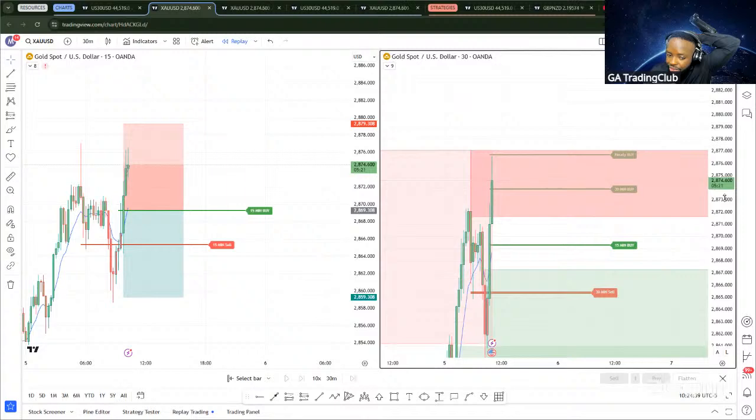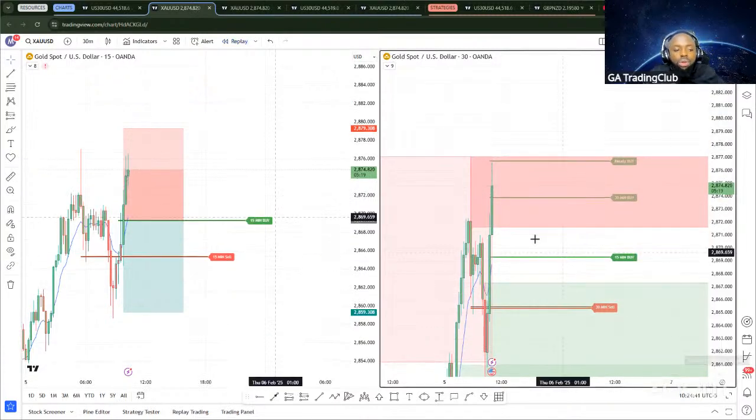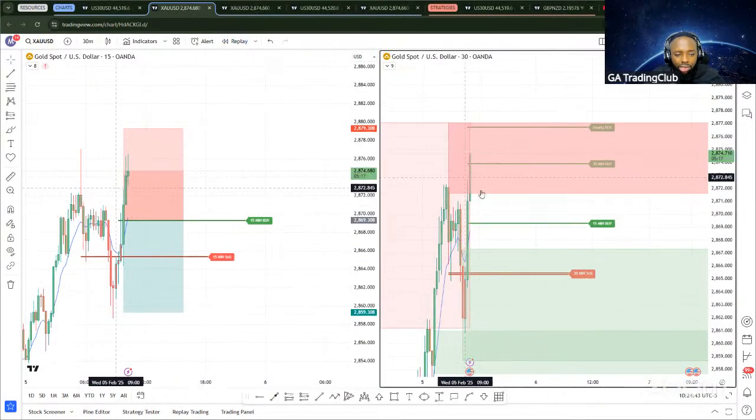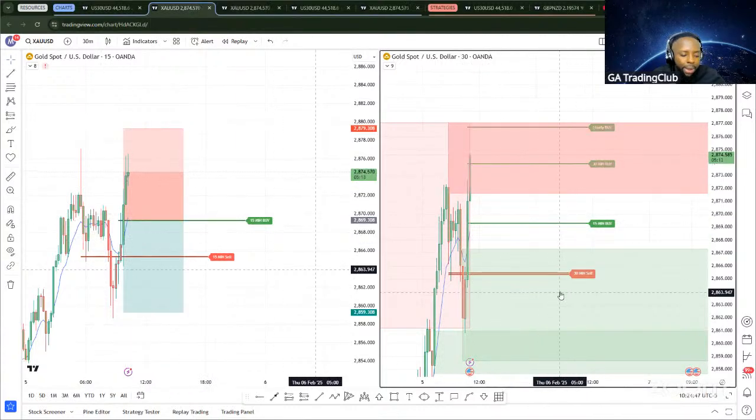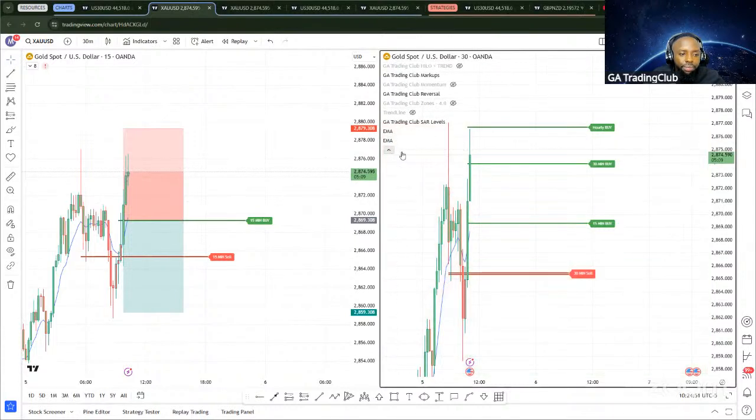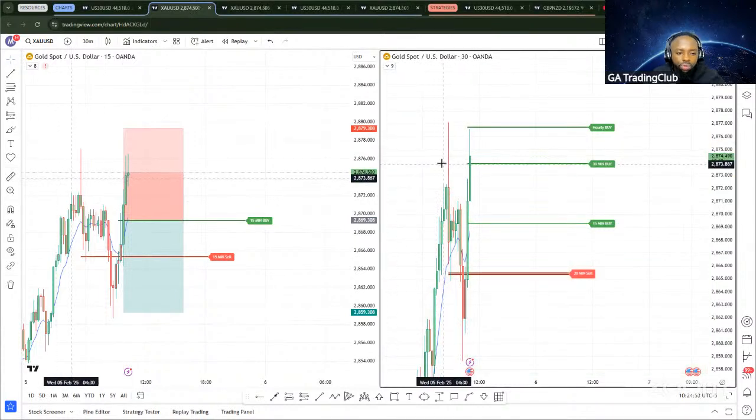So we have 5 more minutes before this 30-minute candle closes. If we do get a closure below this 30-minute entry, for anybody who trades the 30-minute time frame, and for anybody who has a confluence for sales on gold at 28.73, that would be a sell. So we'll just see how this closes.